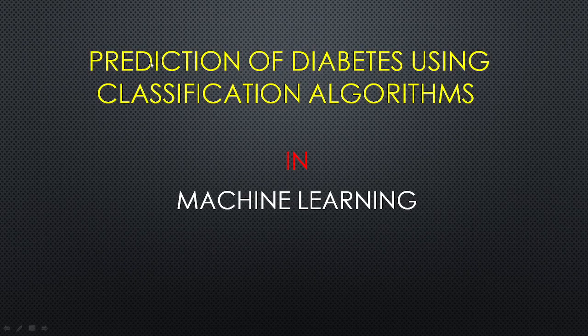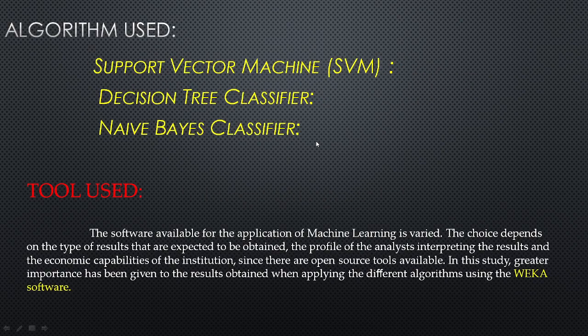Today I am going to explain a project report on prediction of diabetes using classification algorithms in machine learning. So let's get started. In this project, I have used three types of algorithm. First is support vector machine, which is called SVM, second is decision tree classifier, and third is Naive Bayes classifier. And in this project, I have used some tools.